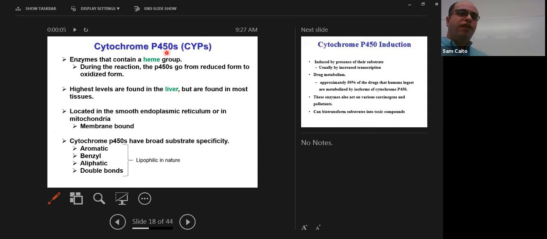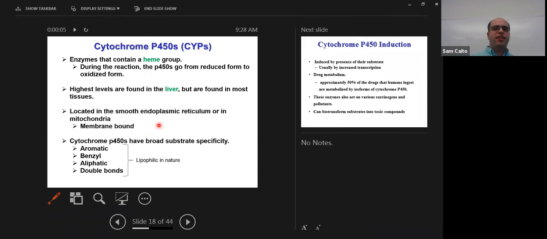So cytochrome P450s, or CYPs, are enzymes that contain a heme group as a functional group. During the reaction, the P450s go from a reduced to an oxidized form, so it's a redox type reaction. The highest levels of these CYPs are found in the liver, but they are also found in other tissues. They're located on the smooth endoplasmic reticulum or in the mitochondria, and they are membrane bound.